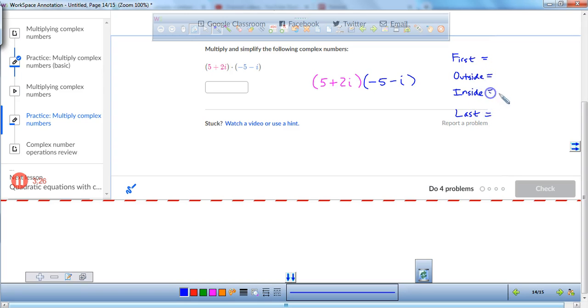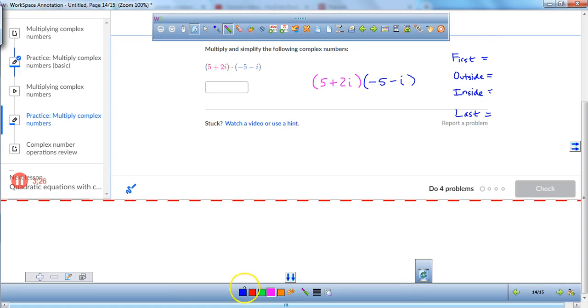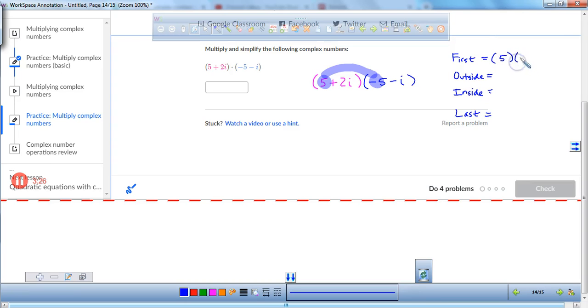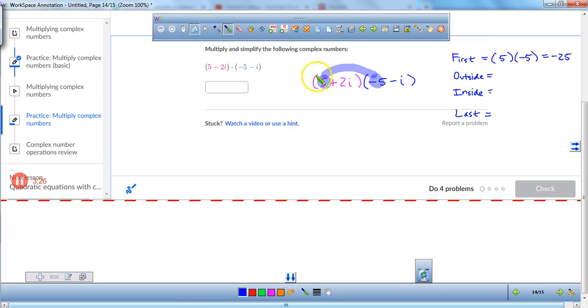Alright, so here we go. Let's talk about our first product. Our first products are going to be this 5 multiplied to this negative 5. So my first products are 5 times negative 5, which gets me negative 25. Alright, now we're going to go to our outside products.